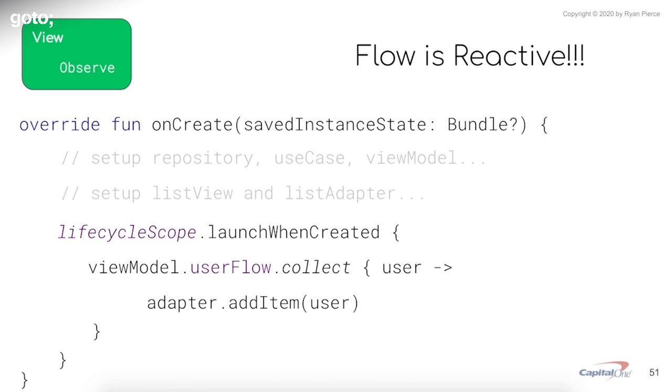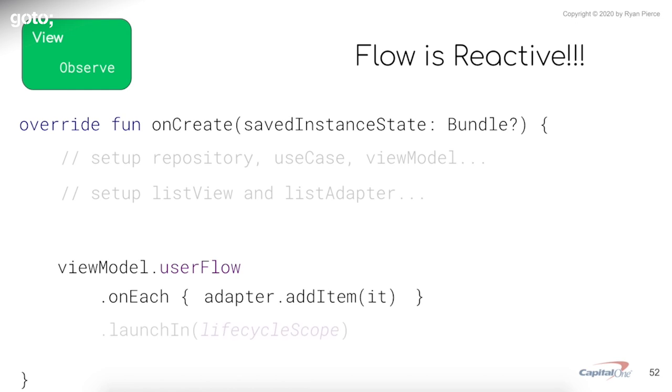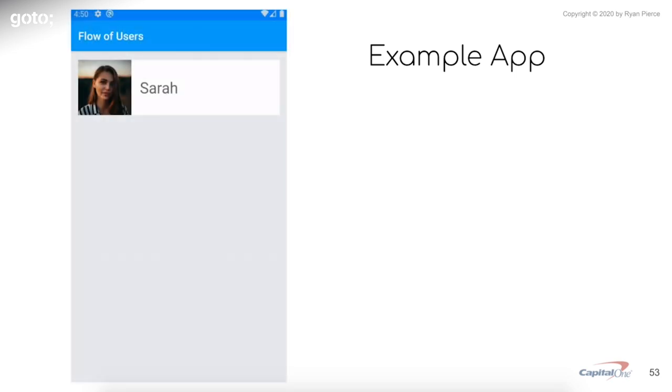Now, the reason this is possible is because flow is actually reactive. As the collect operator is running, it will suspend when there are no values and resume when there are new values. We can even use flow to write this even more cleanly. For example, we can use the launchIn operator to remove a nesting level from this code. We can add onEach to our user flow, describe what we'll do, specifically add the user, it in this case, and then launchIn the lifecycle scope. And that's it. We have three ways to use flow in our flow of users application.